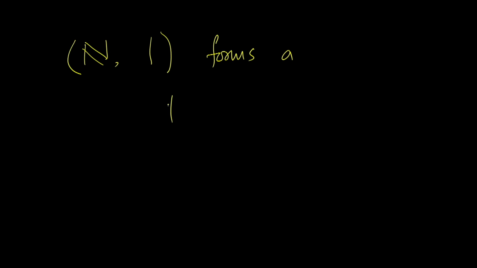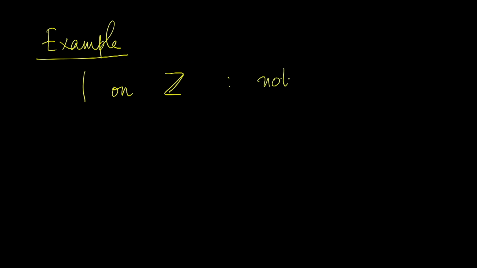We say that the set of natural numbers along with the divisibility relation forms a partial order. Why is it called a partial order? That will become clear soon. Our second example is the divisibility relation on the set of integers. Here we find that this is not a partial order, not a partial ordering relation.